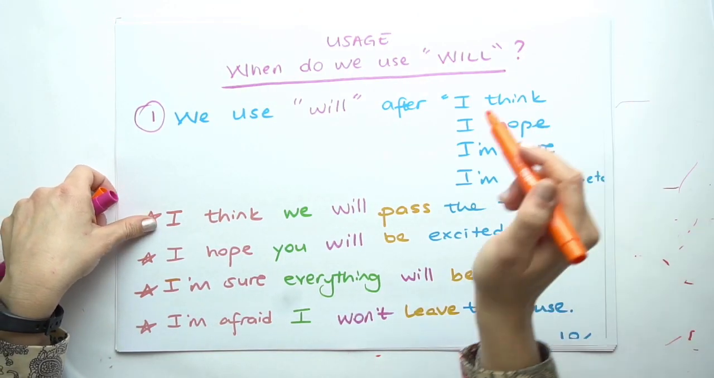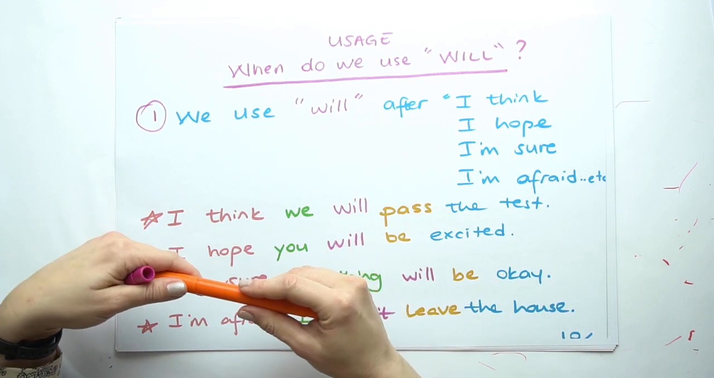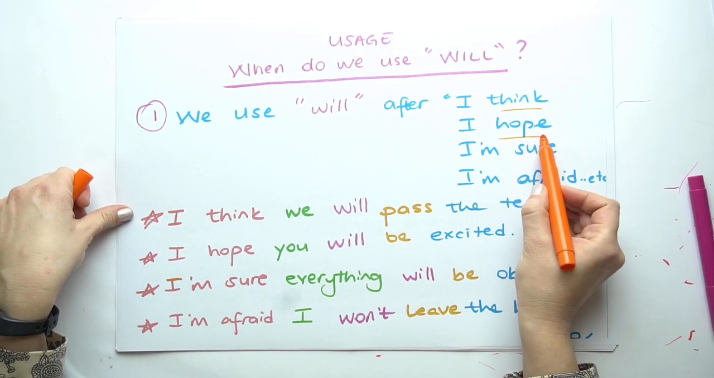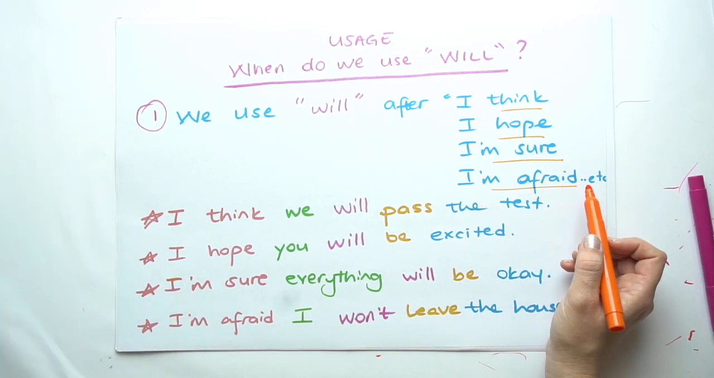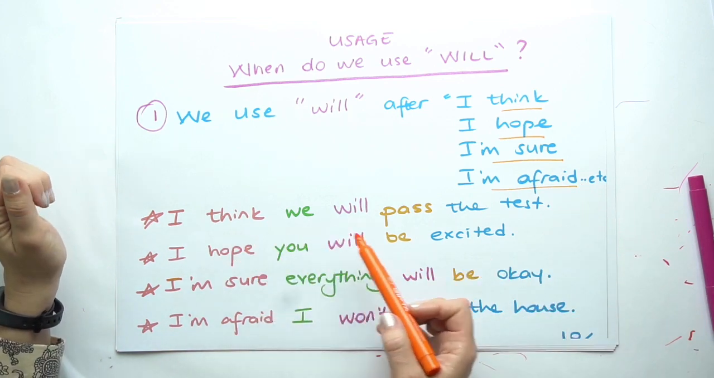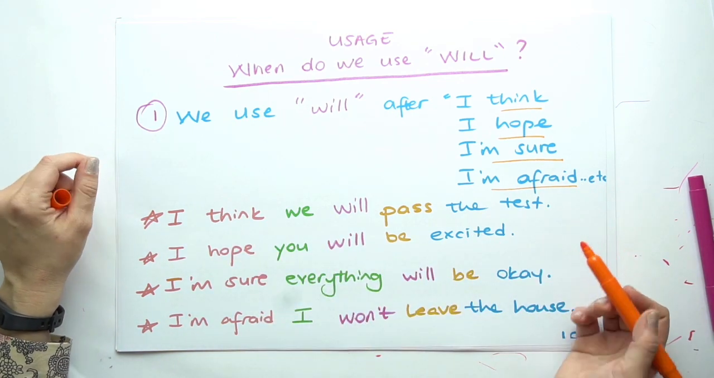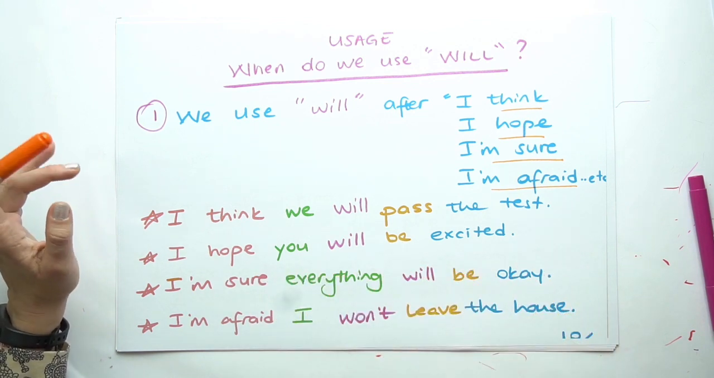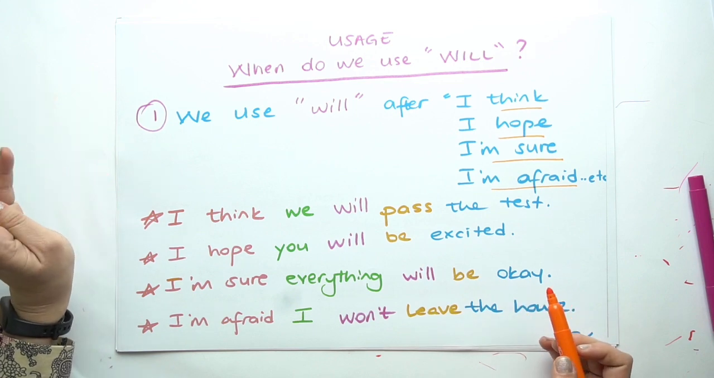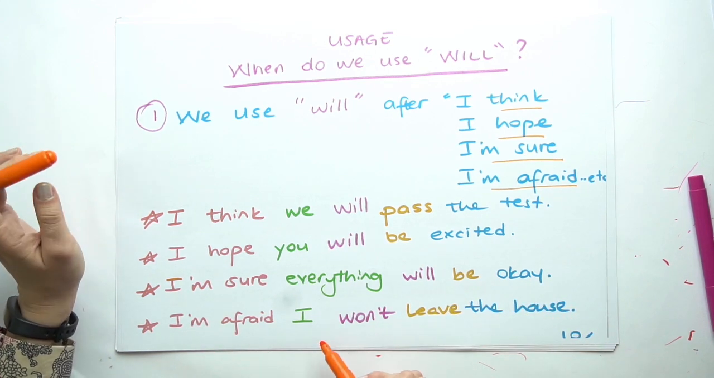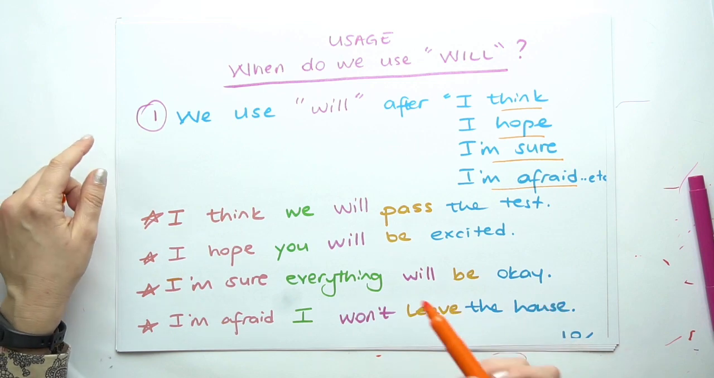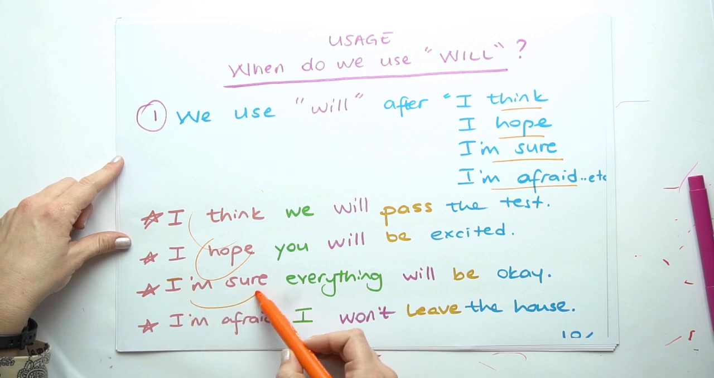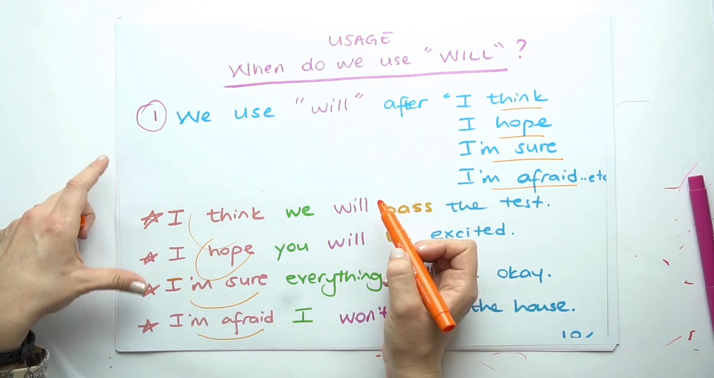Now, the usage. When do we use will? We use will after I think, I hope, I'm sure, I'm afraid. For example, I think we will pass the test, or I hope you will be excited, or I'm sure everything will be okay, or I'm afraid I won't leave the house. As you can see, with the words think, hope, I'm sure, or I'm afraid, I'm using will.